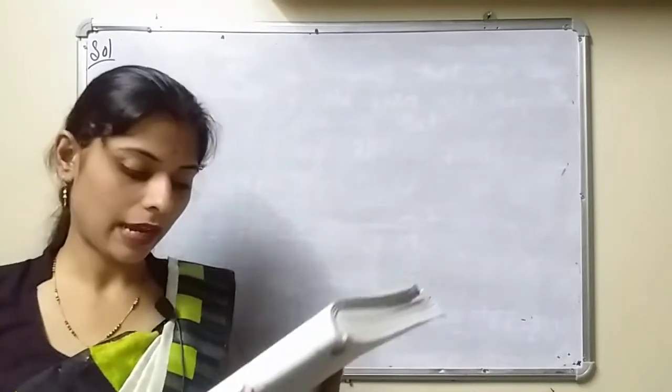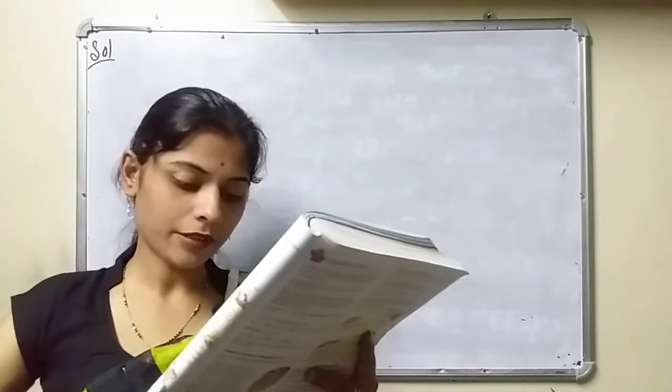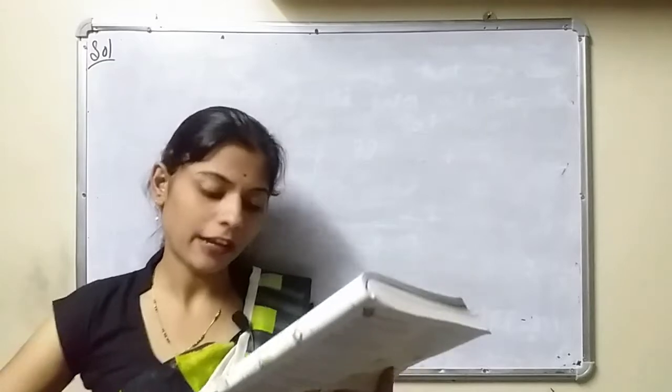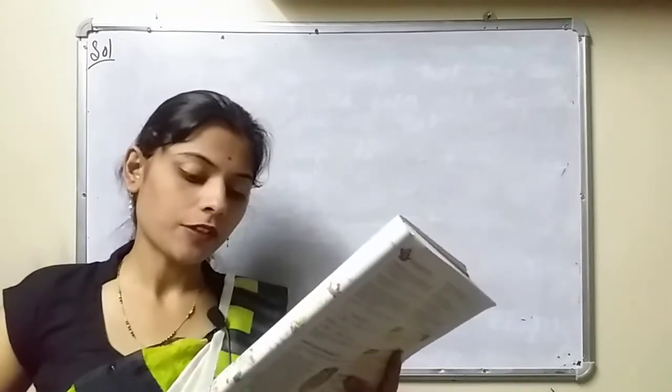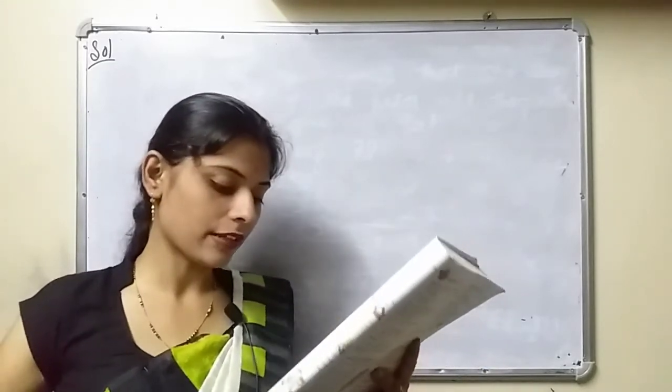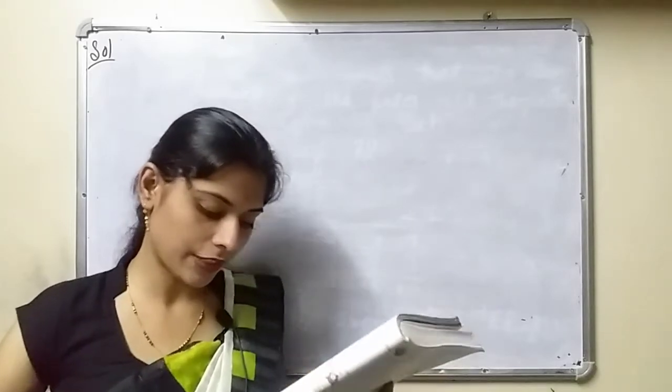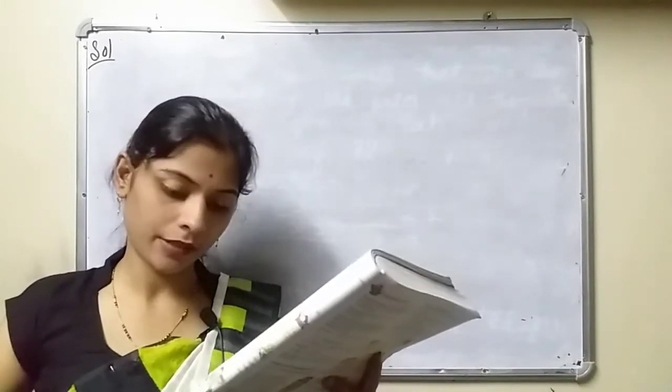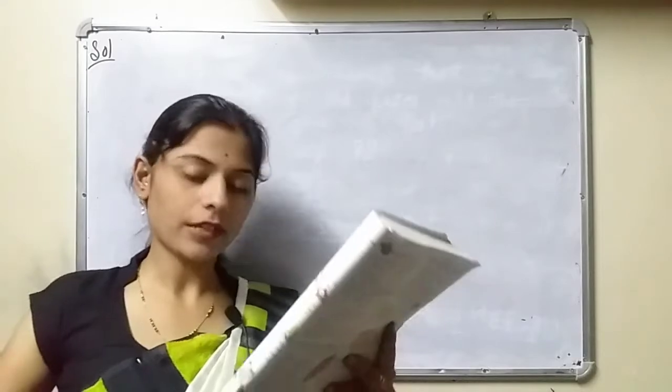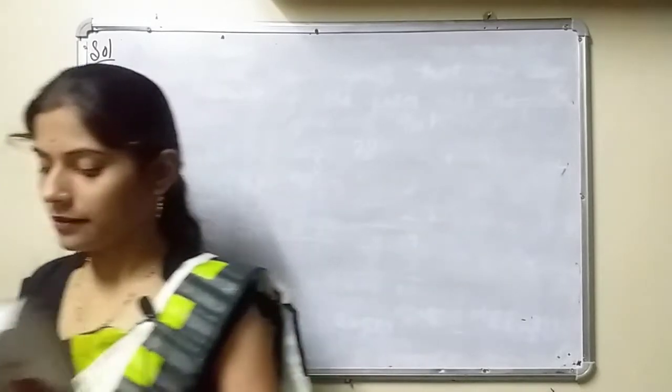Now see question number 9. A room is 7 meter 20 centimeter long and 5 meter 20 centimeter broad. If square tiles have to be laid in such a way that an exact number of tiles fit in and no tile has to be cut, what is the greatest length of the side of the square tiles?